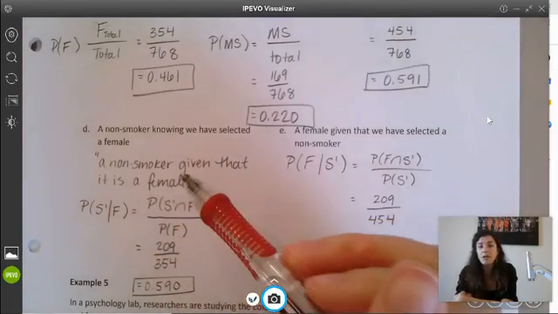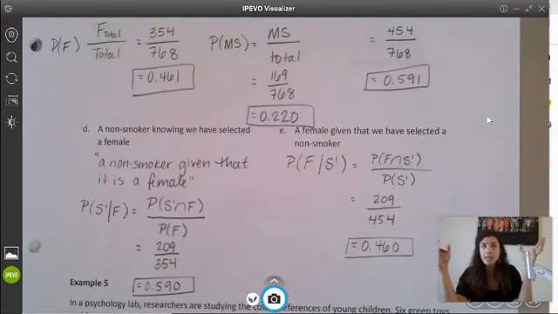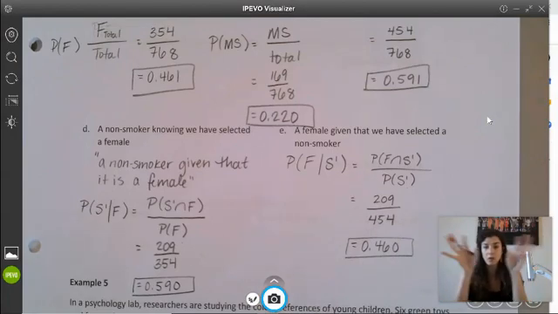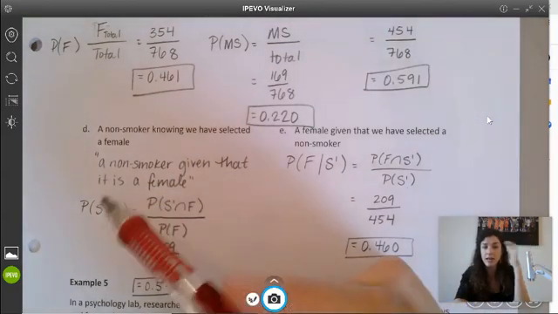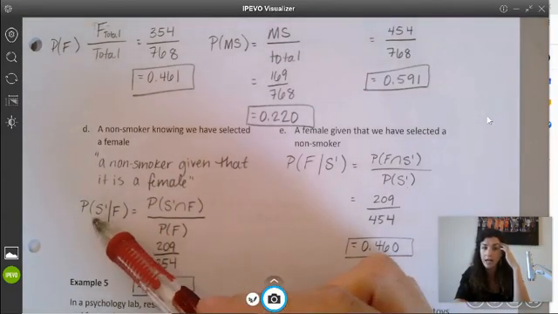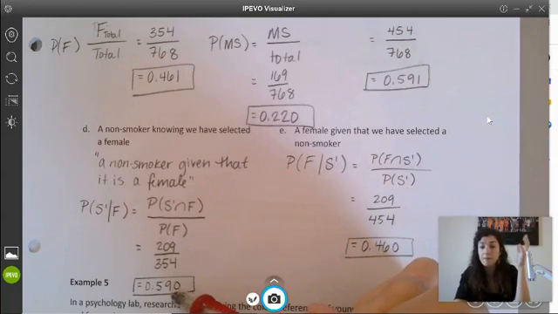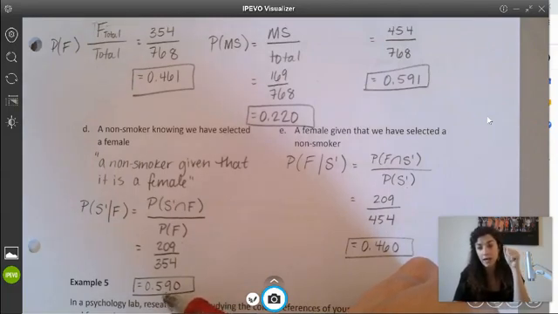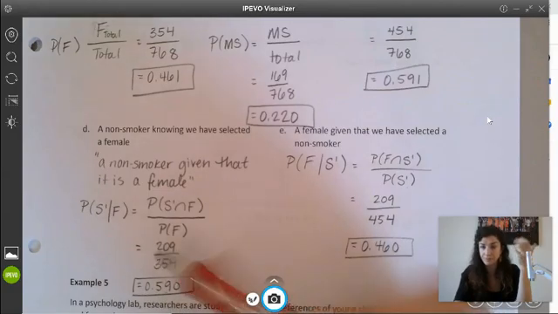This, a non-smoker, given that it is female, if we're just looking at all of the females, if we gather all of the females into a room, we have smokers and non-smokers. And if you split them up into smokers and non-smokers, this is saying of all of the females that we're looking at, the non-smokers make up 59% of all of the females, which means that a very small but still valid majority of the females that you're looking at are non-smokers. So most of the females are not smokers.